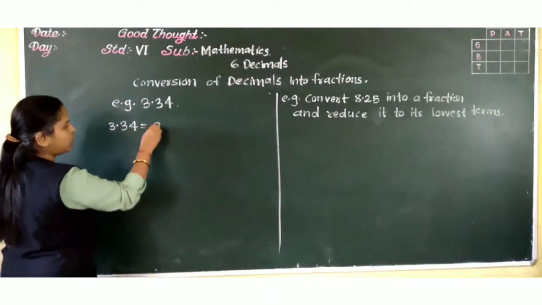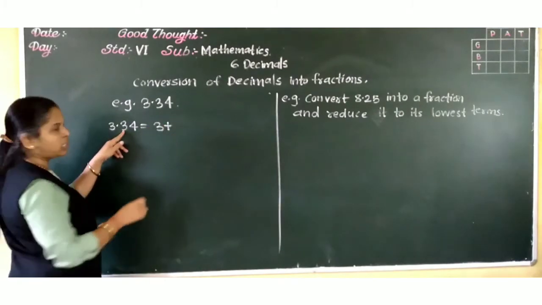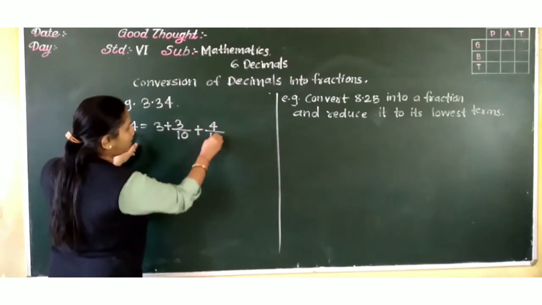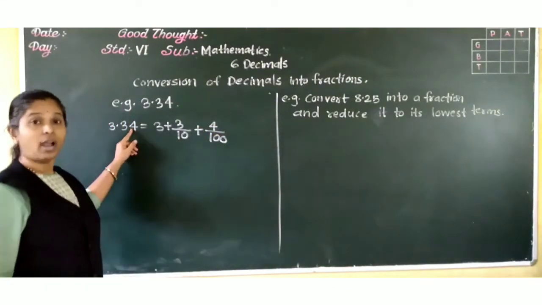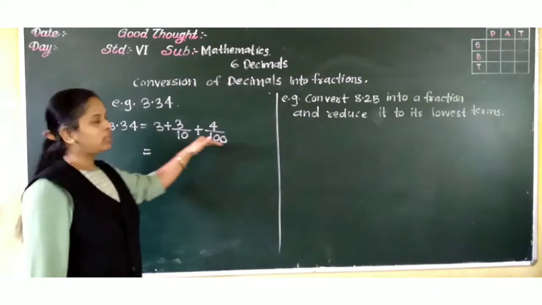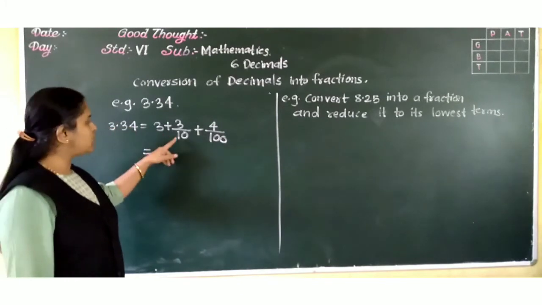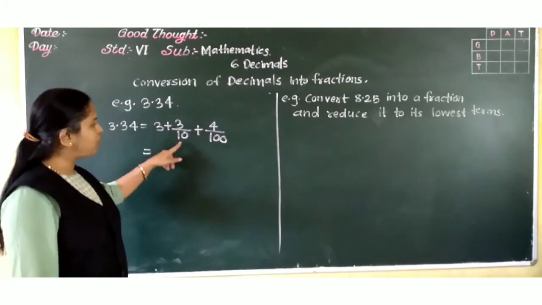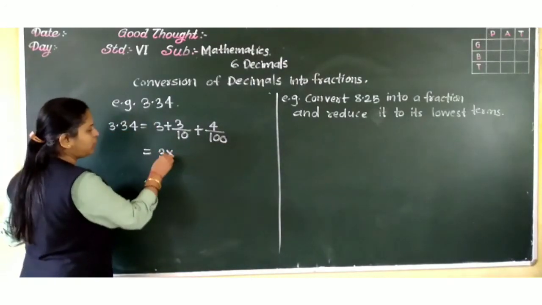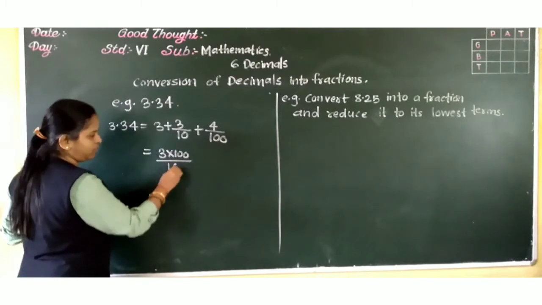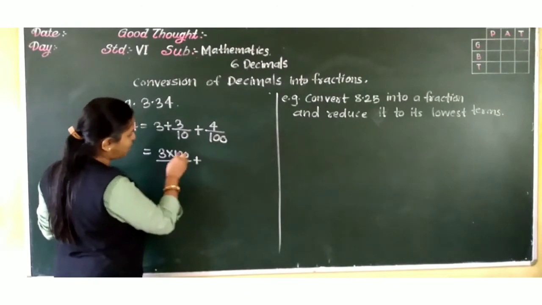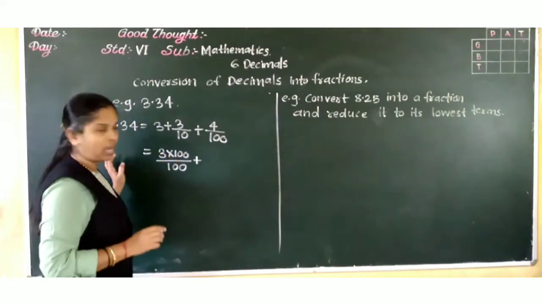3.34 means 3 plus, 3 is at the 10th place, so 3 upon 10 plus 4 upon 100, because 4 is at the 100th place. Now, what to do? We have to make the denominator equal, which means this fraction we have to multiply by 10, because 10 times 10 is 100. So 3 into 100 upon 100 denominator. Correct? We are multiplying both numerator and denominator by 100.